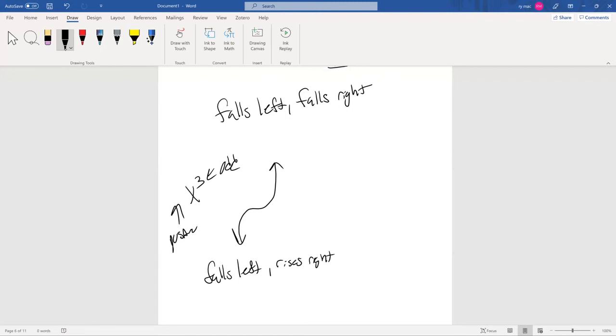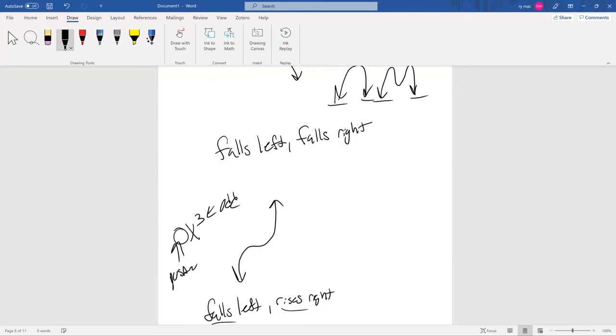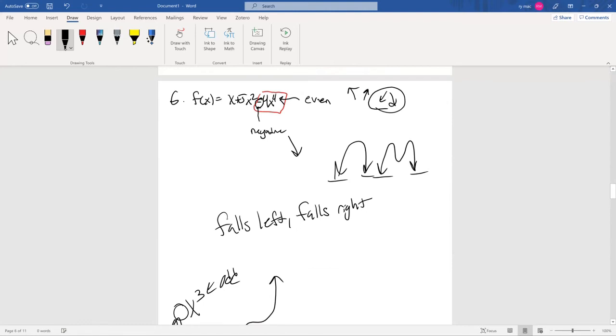So just make sure whenever it's odd, you should have 2 different directions. It should fall one way, it should rise the other way. And then if it's a negative coefficient in front here, so that's where you're looking there, it falls to the right, no matter what. And that is number 6, using the leading coefficient test.